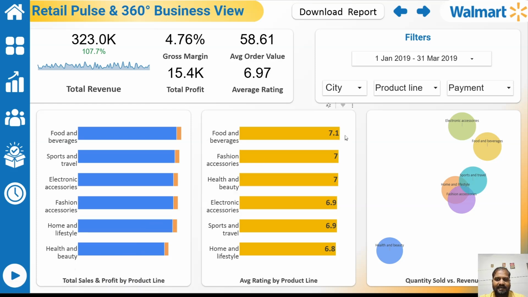In the middle, we see the average rating by product line. Food and beverages again scores the highest with 7.1, and home and lifestyle and sports and travel with 6.8, slightly lower. On the right, the bubble chart shows quantity sold versus revenue. Bigger bubbles like food and beverages and electronic accessories show strong performance, while the smaller ones highlight the weaker categories. So this page helps Walmart know which products sell most, how customers rate them, and where to focus for improvement.